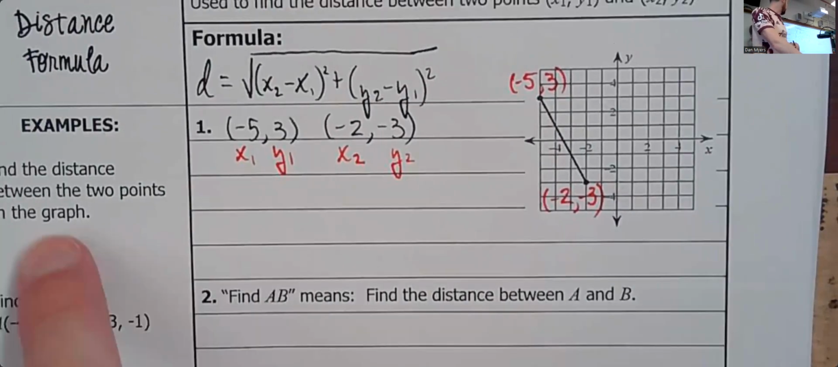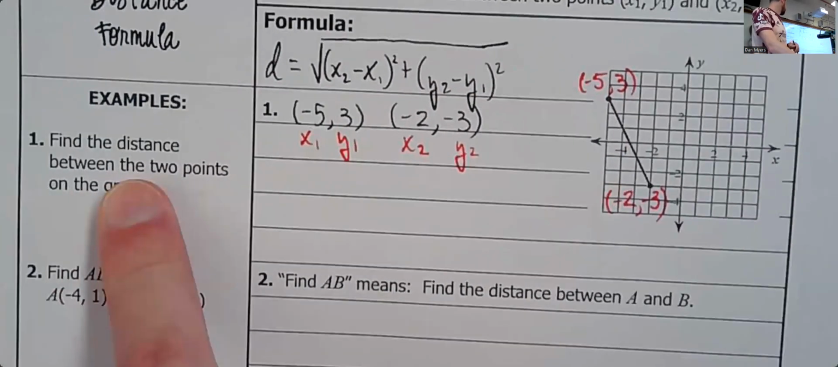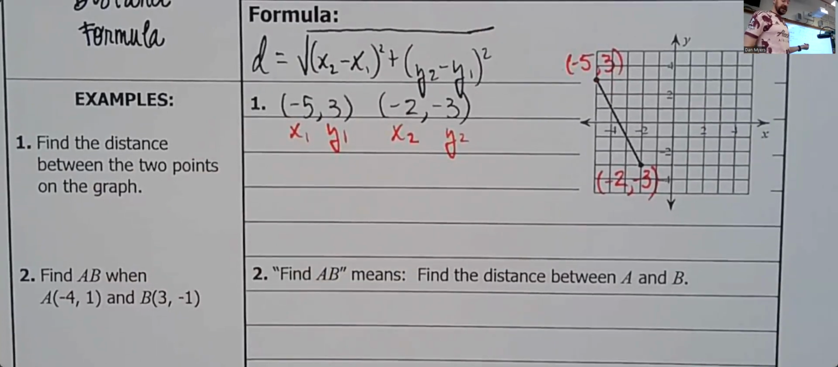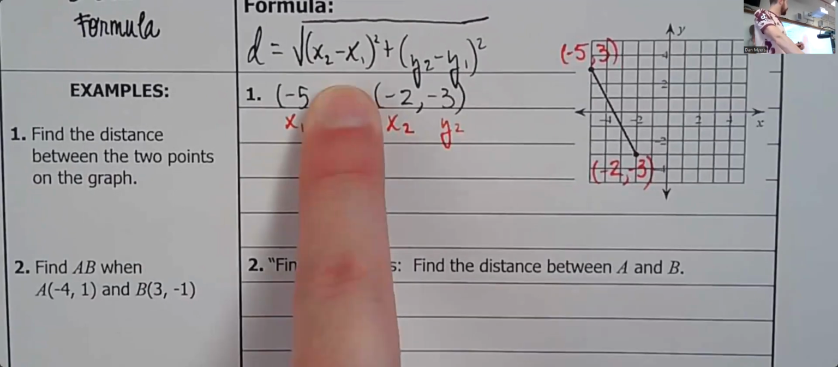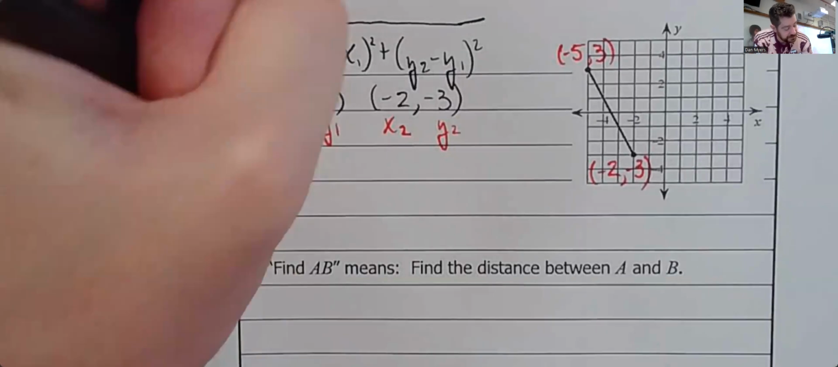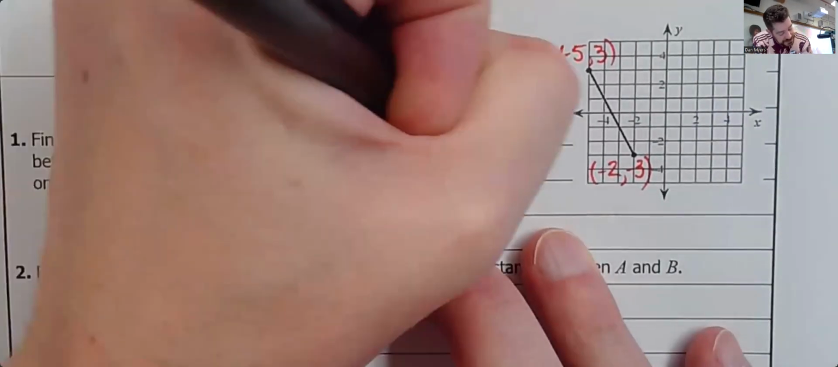And so we're just following the directions over here to the left, by the way. Find the distance between the 2 points on the graph. That's what we're doing here. And then we can just go ahead and take those things and plug them in to the distance formula right here. So we're going to say d is equal to, and then make your big, long square root symbol.